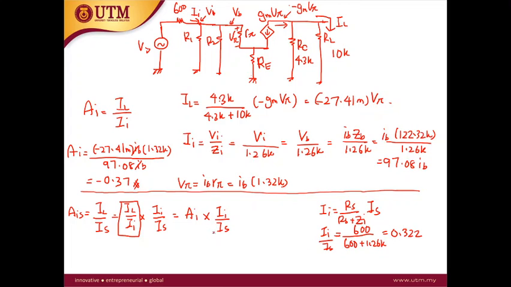So this is 0.322. Okay, so the calculation of AIS is minus 0.37 times 0.322. So you got around minus 0.12. So this is the gain.